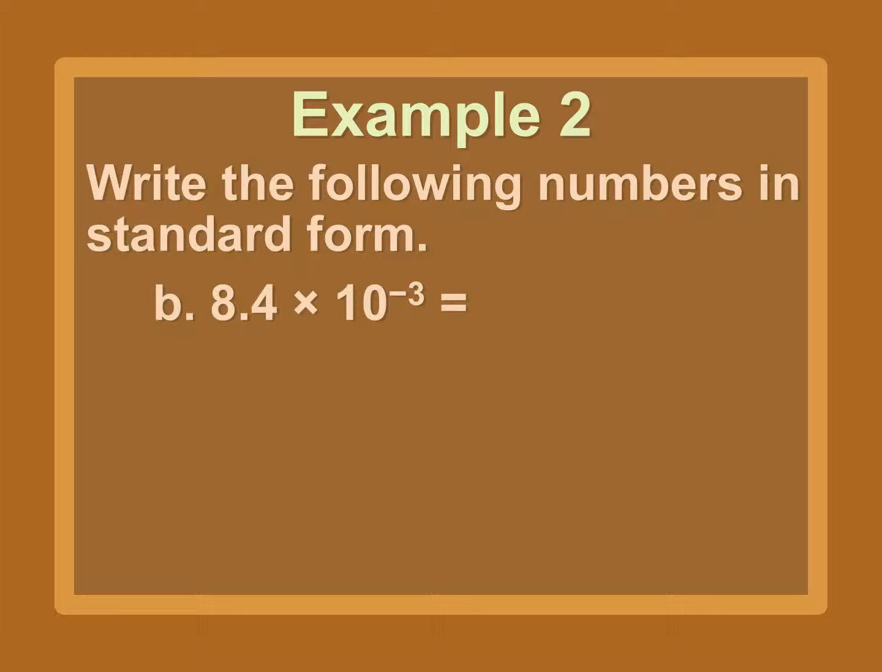8.4 times 10 to the negative 3. This time we have to move our decimal to the left to make our number smaller. So 1, 2, 3.